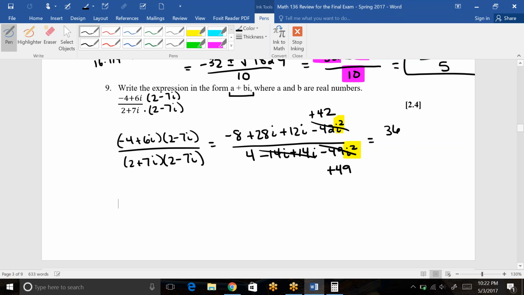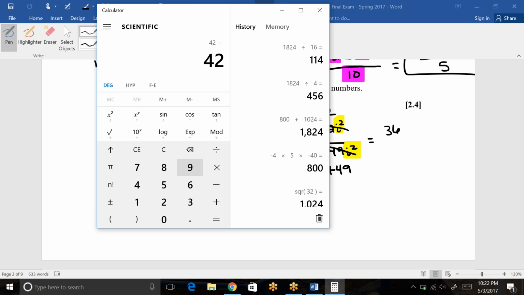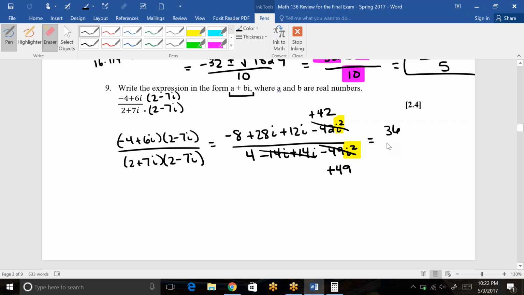No, let me double check myself. It's way too late. No, it's 34. I didn't think that looked right. So 34. And then 28 plus 12i would be 40i. And then this is all over 4 plus 49, which is 53.